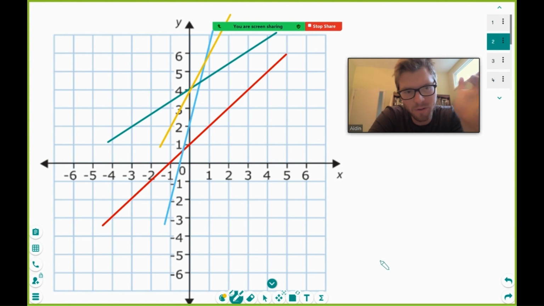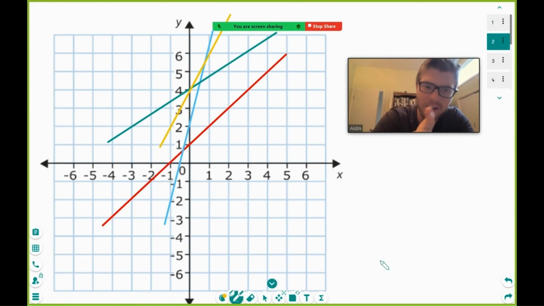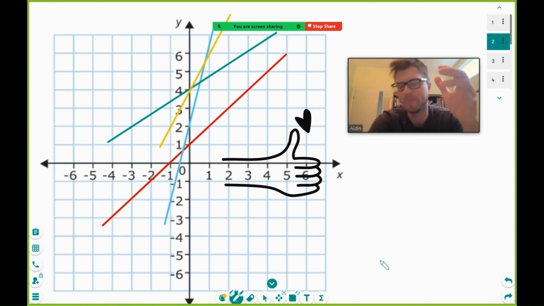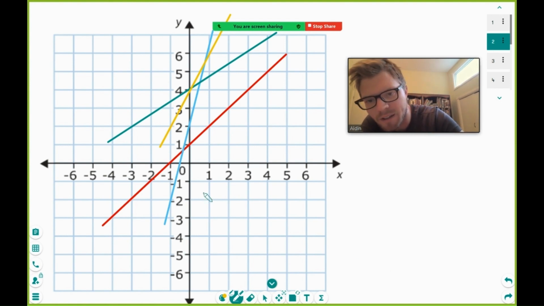Okay, what do you notice about all these lines? Did you say that they're straight? Because if you said that, or if you were thinking that, then you're right. These lines are all straight. So these are all straight lines. And you'll also notice another thing. None of the lines go through this area.